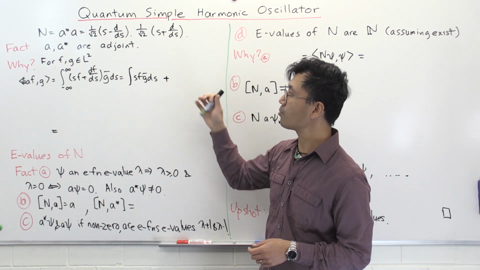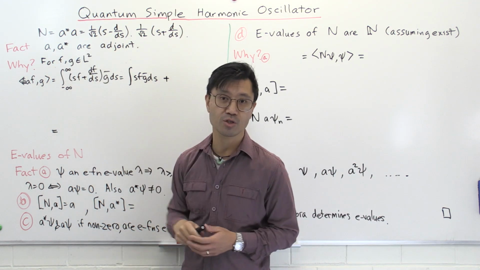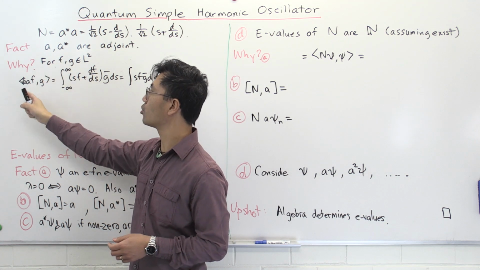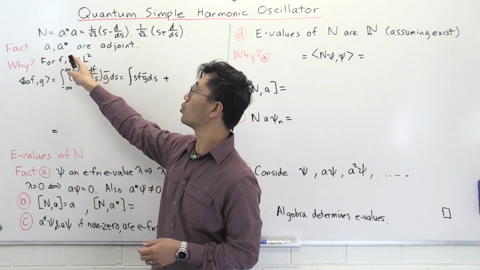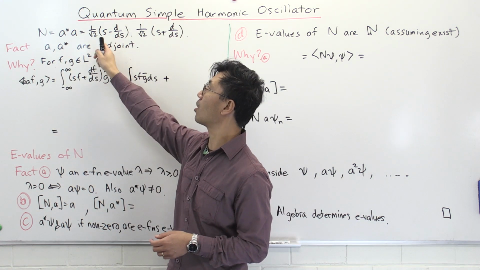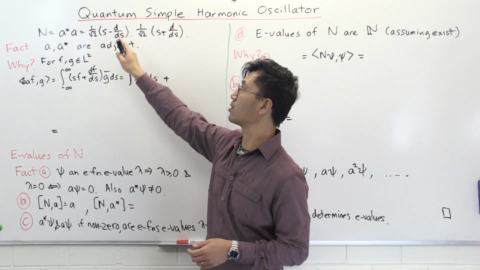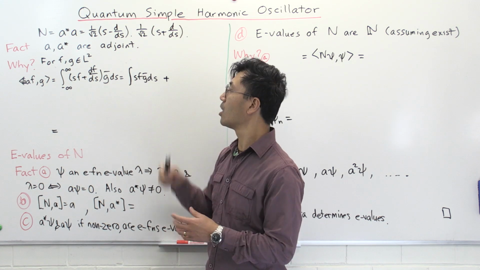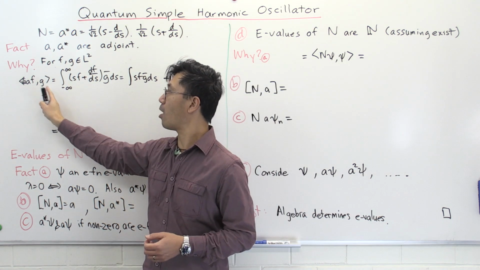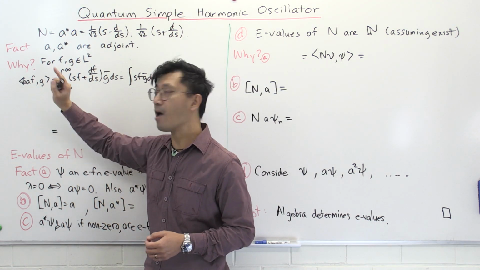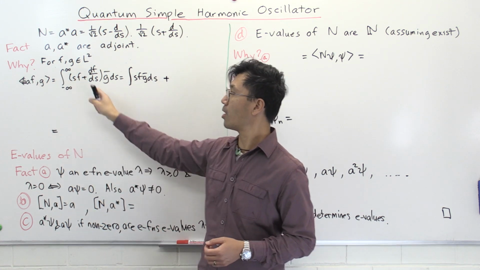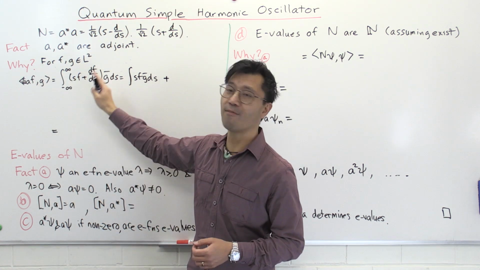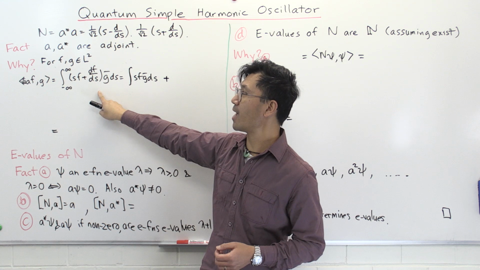And what we'll do is, rather than showing that a and a star are adjoints of each other, we'll just multiply both by root 2. So root 2a and root 2a star are adjoints of each other. So we'll get rid of the constant out the front. So s minus d ds is adjoint to s plus d ds. Okay, so let's do that. So let's look at the inner product of root 2a f with g. So let's apply this root 2a to this f. You'll get s f plus df ds.